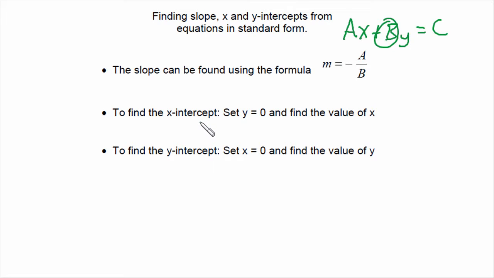To find the x-intercept, and this is true with all equations, you set y equal to 0 and find the value of x. To find the y-intercept, we'll set x equal to 0 and find the value of y, because the y-intercept occurs when the x-coordinate is 0. If you are on a coordinate plane here and you are on the y-axis, your x-coordinate, no matter where you're at on the y-axis, must be 0. If you are on the x-axis, here, here, here, any of these, the y-coordinate must be 0. So that's why these two rules right here work.